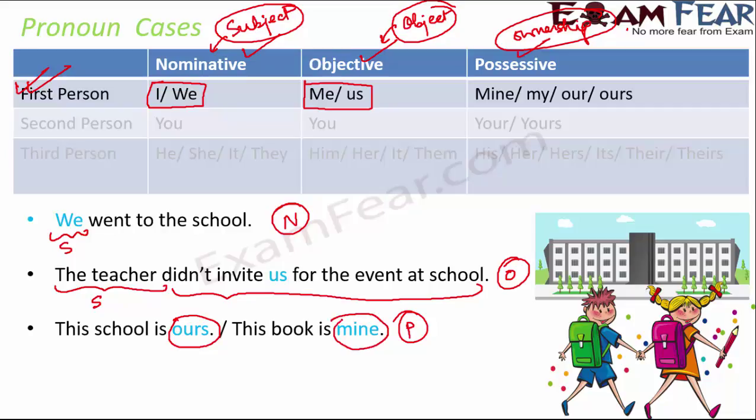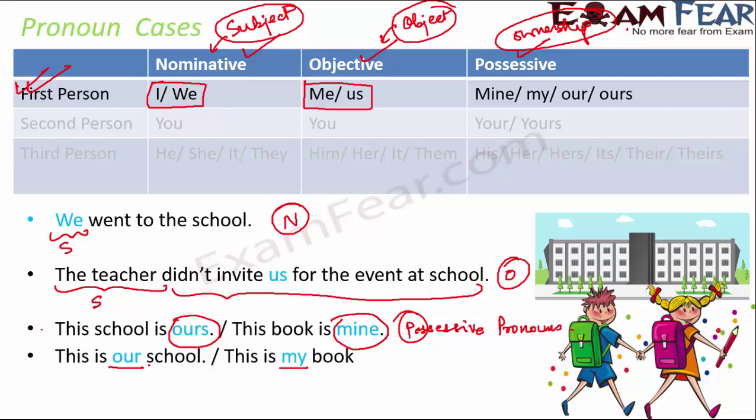However, the possessive case can also be written in this form. This is our school, or this is my book. Now, how is this different from the previous one? In this case, ours, mine, these are examples of possessive pronouns. Whereas, if you look at the next set, this is our school, this is my book. In this case, these words, our, my, they show possession, but at the same time, they also play the role of an adjective because they are used before a noun. Our school. Whose school? Our school. So they are used before a noun, and they also give us more information about the noun.